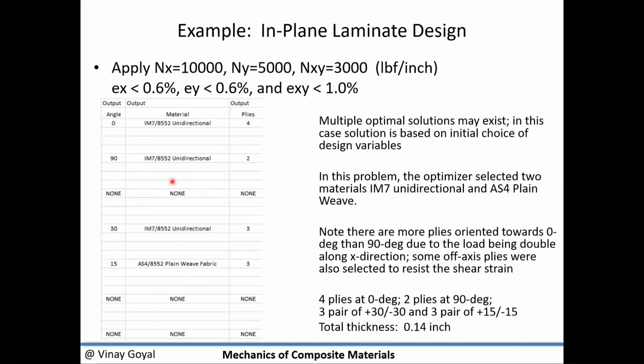Now let's look at a little more complicated problem. For this one, I have 10,000 pounds per inch, 5,000 pounds per inch, and a shear of 3,000 pounds per inch. I want to keep the strains less than 0.6% and the shear strain less than 0.1%. So the question is how to establish this. And so we can go now and study how we approached it.